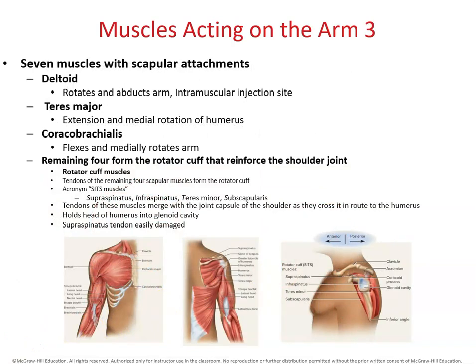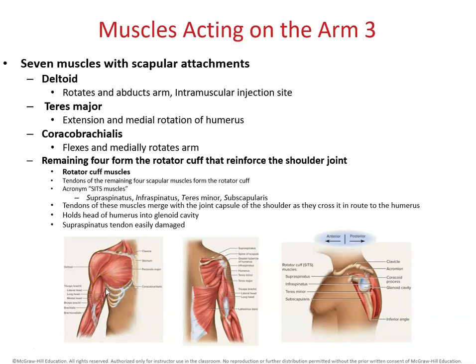Continuing on, we have 7 muscles with scapular attachments. Okay, so the first of those is the deltoid, which is kind of the top of your upper arm, the top of your shoulder. The teres major, which is here, kind of on where your armpit would be. The coracobrachialis, okay, so the coracobrachialis is the underside of your arm.